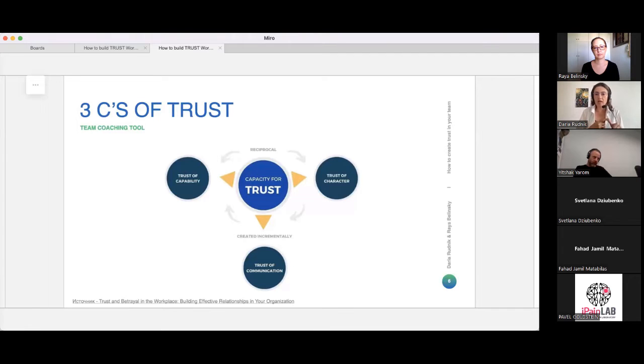So it's trust of capability, it's trust of character, and it's trust of communication. And we often know about trust of capability and trust of character, but we often forget about trust of communication. And today we'll start working on this trust of communication as well.